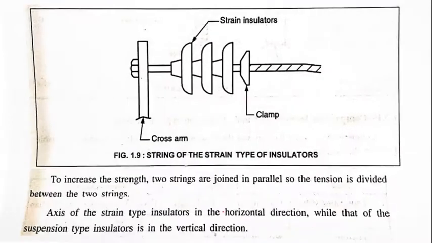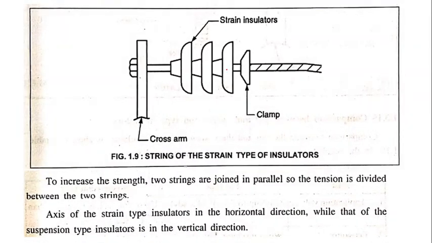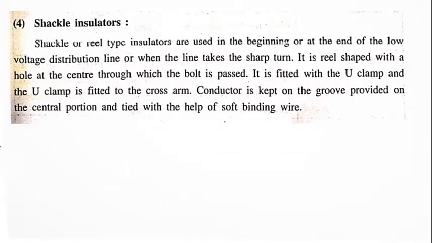Let's see the figure. Okay, here is the strain type insulator. It is absolutely similar to the suspension type insulator, but the tensile strength of the strain type insulator is much higher than that of the suspension type insulator. To increase the strength, 2 strings are joined in parallel. Okay, this is one string and the other string is connected in parallel with it. So we can divide the tension between the 2 strings, and the axis of the strain type insulator is in the horizontal direction, while the suspension type insulator is in the vertical direction. So remember this difference between vertical and horizontal for suspension type and strain type insulators. Now the last one, that is the shackle type insulator.